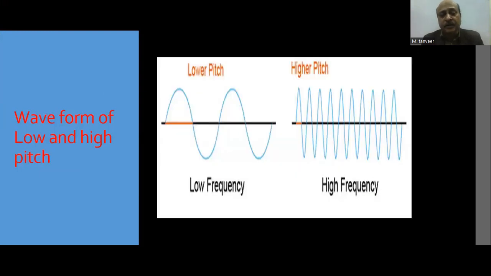Waveform of low and high pitch. This is the waveform of low pitch and this is the waveform of high pitch. Here the frequency is high, here the frequency is low.